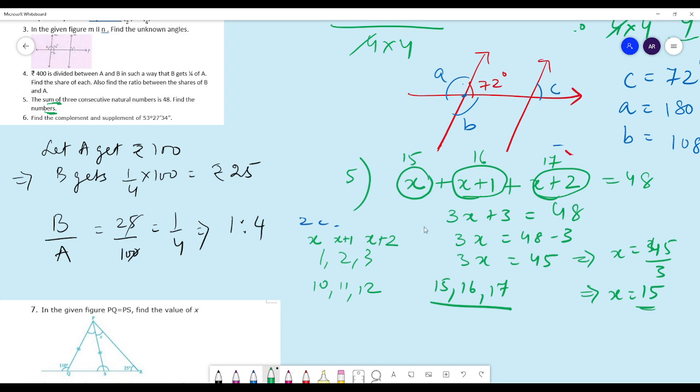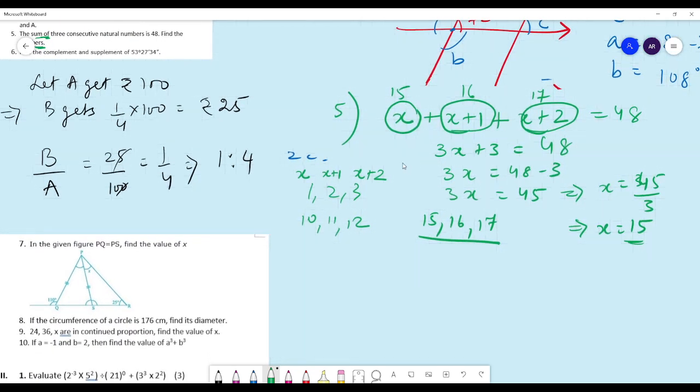Now let us move on to the next question. Question number 6 says, find the complement and supplement of 53 degrees, 27 minutes, 34 seconds. So complement, you know, the sum of complementary angles is 90 degrees. So when we are finding the complementary angles, we have to look at 90 degrees, and when you are finding supplementary angles, we have to look at 180 degrees.